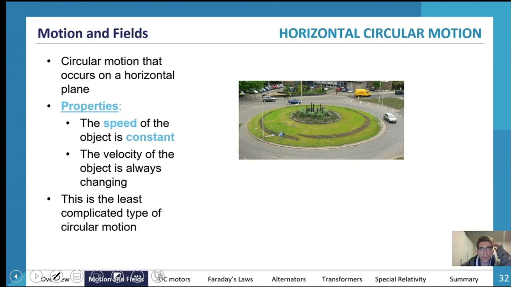Now, obviously, we said that circular motion can appear in three different ways. One way that it can appear is essentially the one you see here. We call this circular motion that occurs on the horizontal plane, where the speed of the object is constant. The velocity of the object is changing, however. And this is the least complicated type of circular motion.